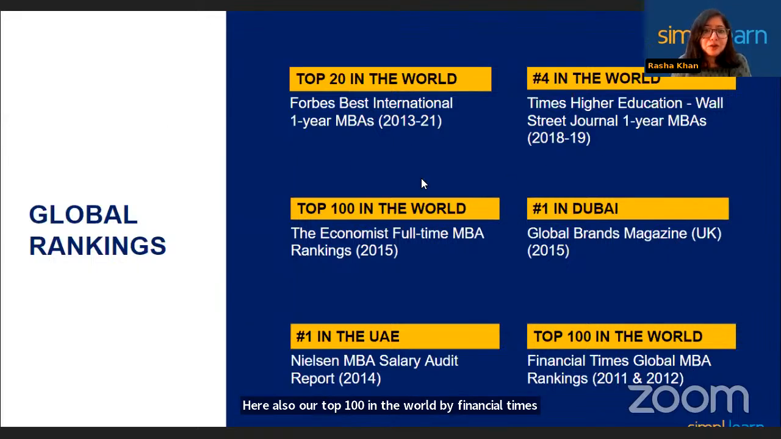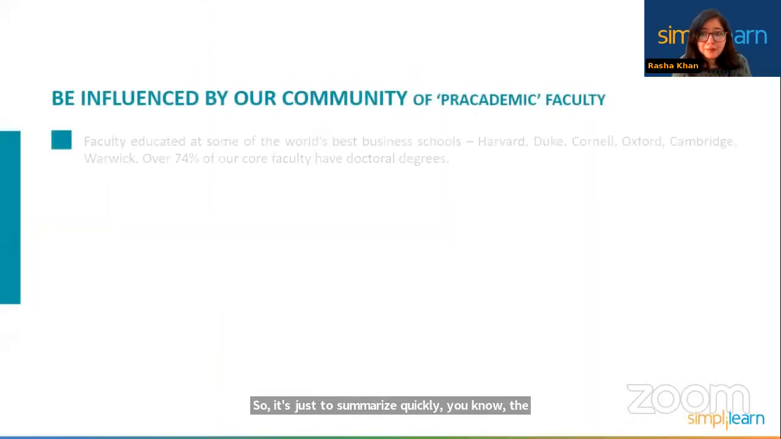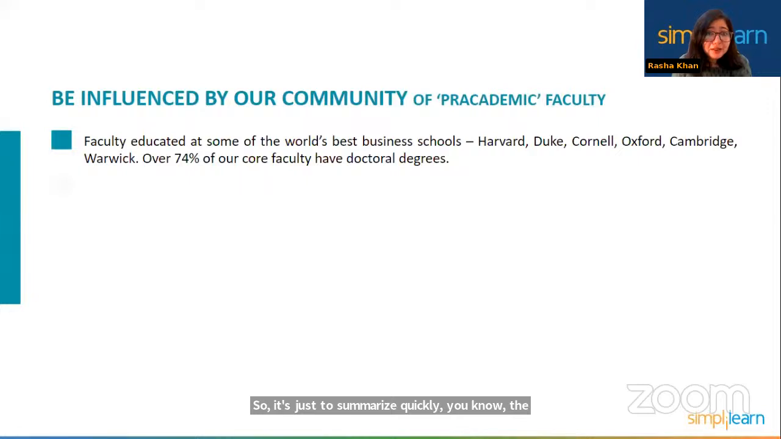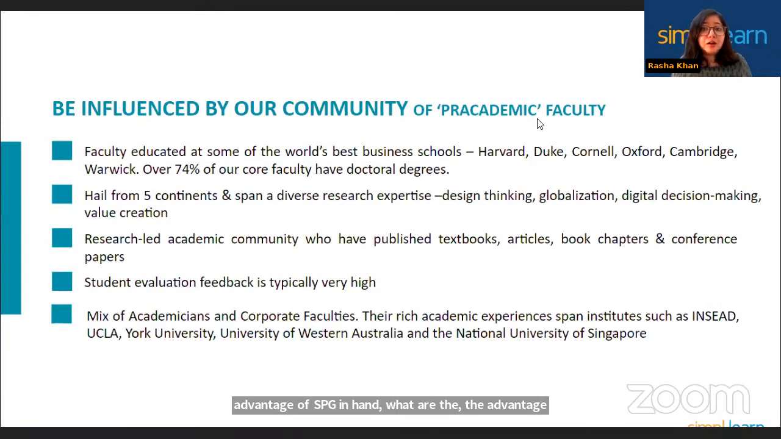So just to summarize quickly, the advantage of SPJN and what are the global rankings here. As you can see, SPJN is influenced by the community it has of PR academic faculty. The faculty come from the best business schools like Harvard, Duke, Cornell, Oxford, Cambridge, Warwick, and over 70% of their core faculty have doctoral degrees. So you get to be a part of these business class faculties here.